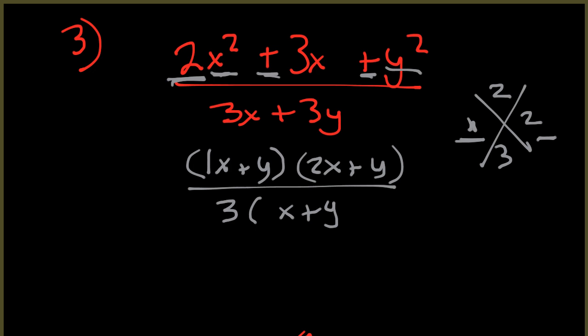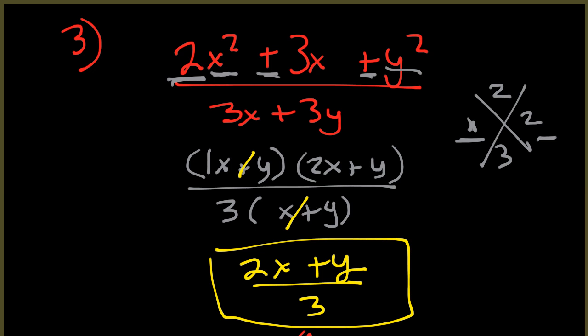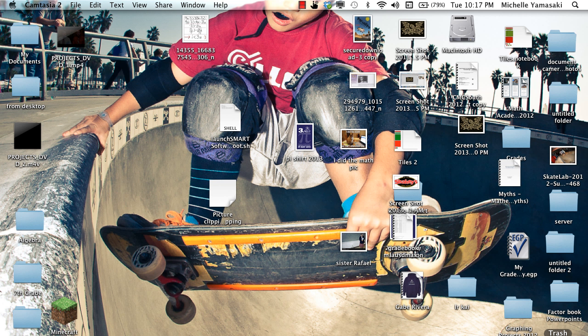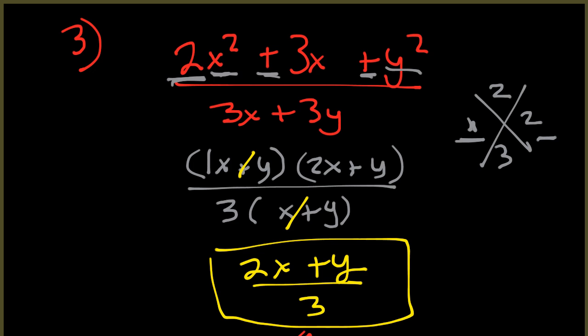All right, so it's time to cancel out. You can divide out x plus y. So what I am left with is 2x plus y all over 3. Simplified answer. Write the notes if you need them. Moving on to number 2.